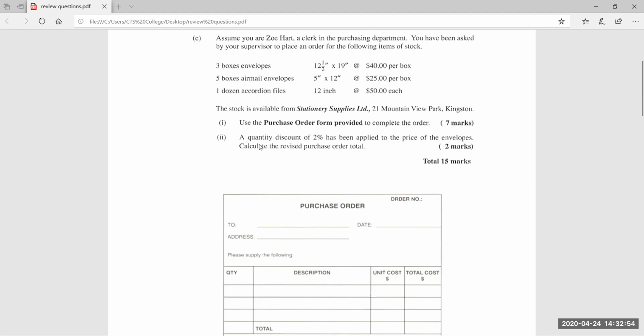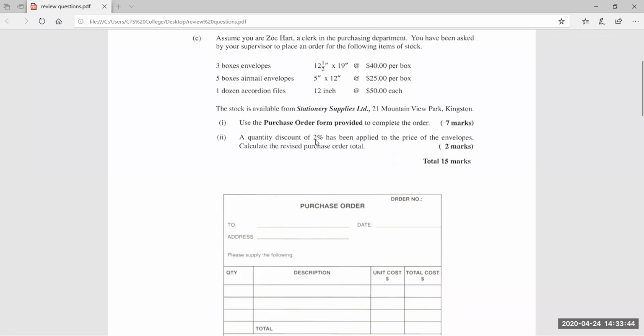The second part tells us that a quantity discount of 2% has been applied to the price of the envelopes. Now it says envelopes, which means plural, right? So remember we have envelopes at 40 and envelopes at 25. What are the two total costs, leaving out the $50 here? What was 40 by 3 and what was 25 by 5? 120 and 125. So that will give us a total of 245.